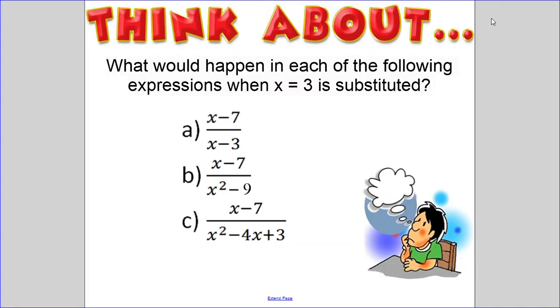So let's start to think about the following. Think what would happen in each of the following expressions when x is equal to 3 is substituted in. In the first one, wherever x is, we're going to plug in a 3 into that spot. In each of the following, what I'd like for you to do is pause the video and just plug in x equals 3 into each one of them and see what you get. So pause the video, give it a try, and come back when you're ready.